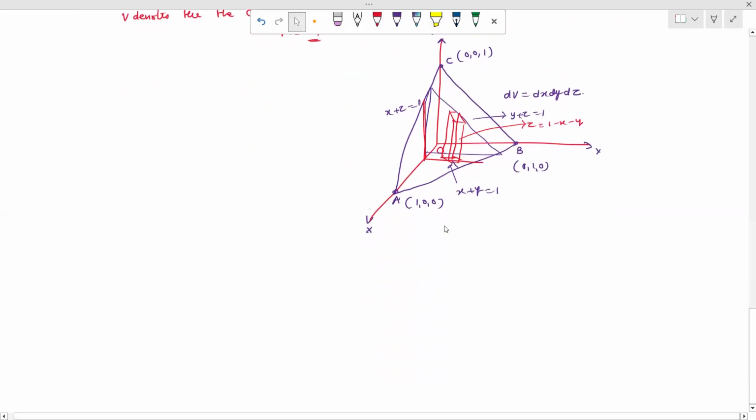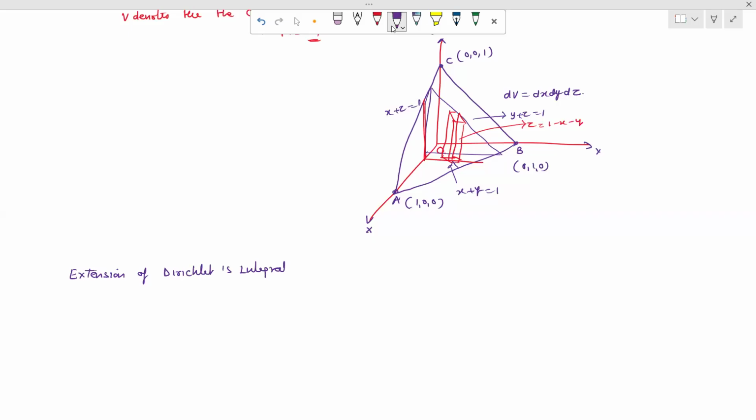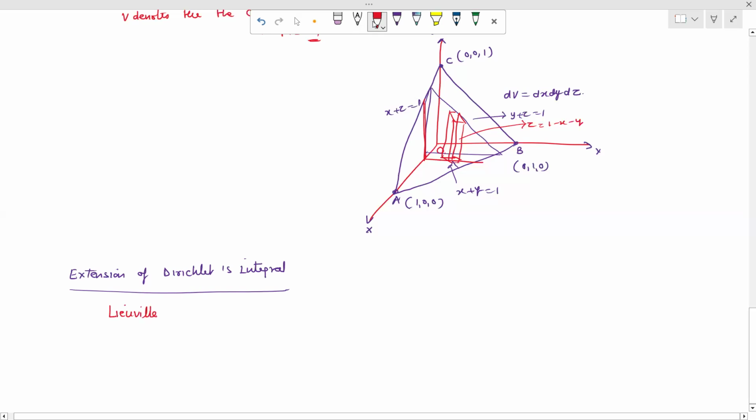Now we move to the extension. We write down the extension of Dirichlet integral. So the extension of Dirichlet's integral is basically known as the Liouville formula. Liouville formula is the extension of Dirichlet integral.